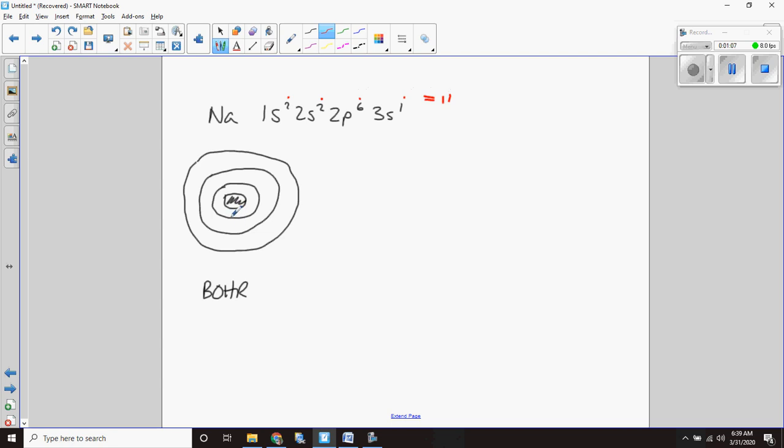Sodium would have 2 electrons in the first shell, and it's represented by the number 1 up here. The second shell is represented by everything that has a 2 in front of it. Now remember, how many electrons can the second shell hold? It could hold 8. How many electrons does sodium have in the second shell? It would have 8.